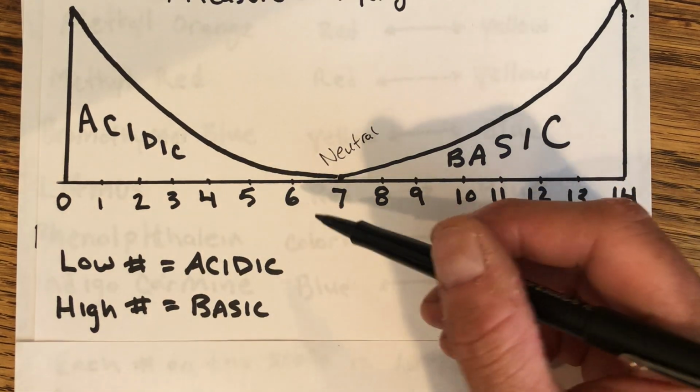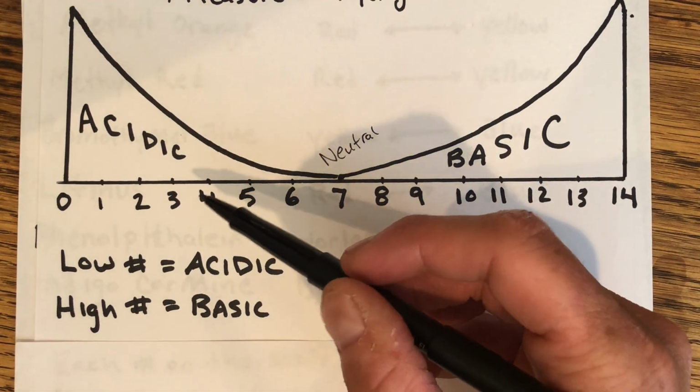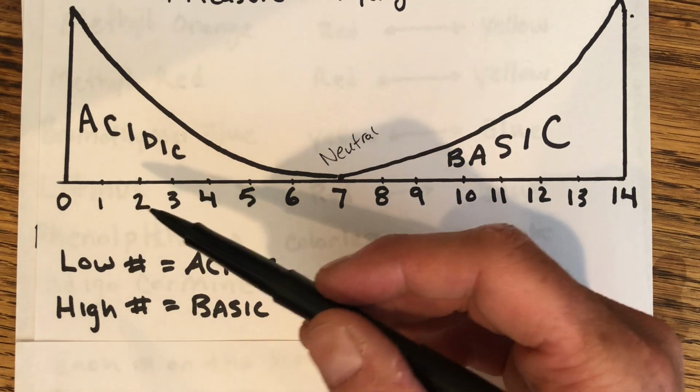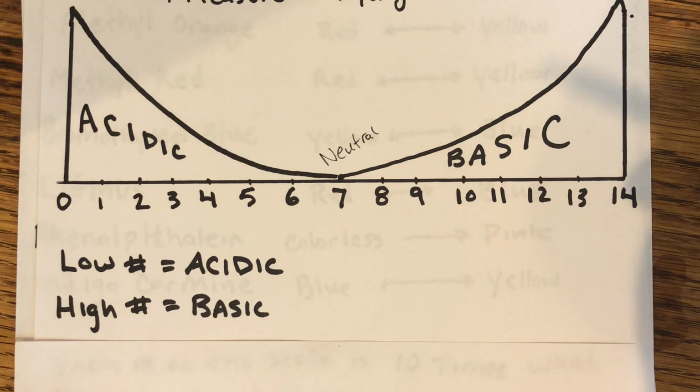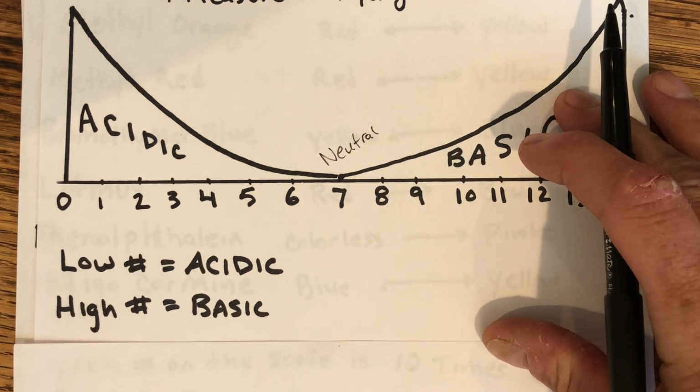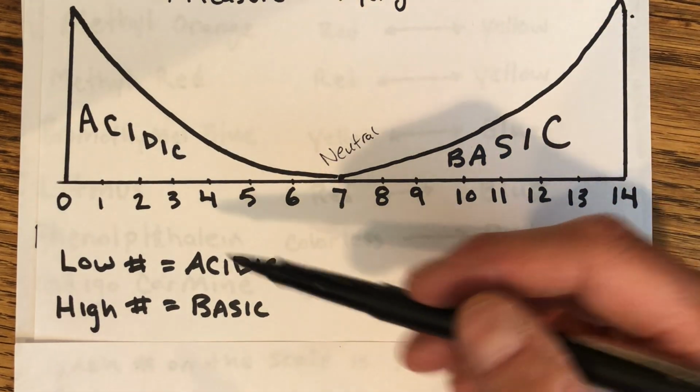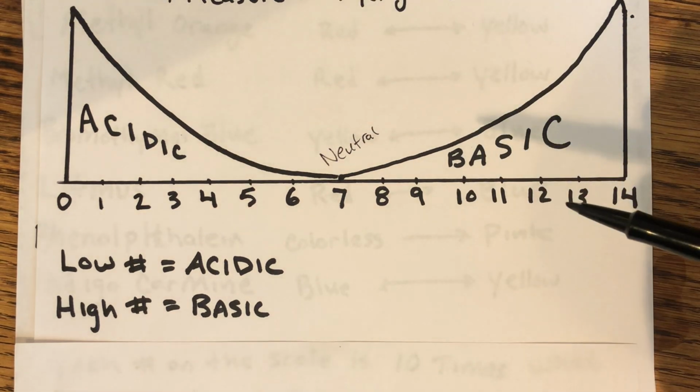And so it's a little confusing to think that the lower numbers mean that they're more acidic, but that's just the way it works. And there is some math behind that, but we're not gonna get into that in applied chemistry here. So low numbers are acidic, high numbers are basic.